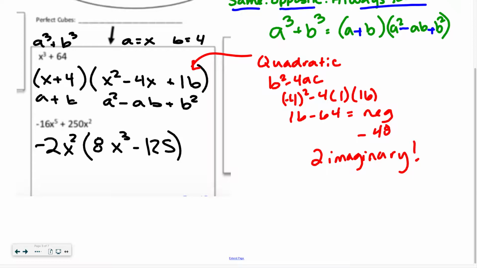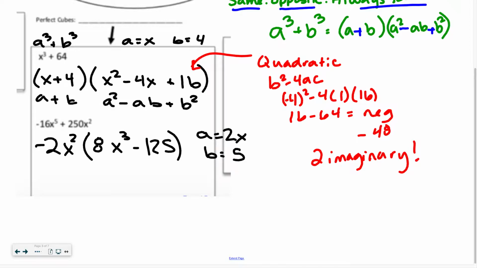Now that you've taken out a greatest common factor, can you factor those two terms by difference of perfect squares or sum or difference of cubes? Yeah, it's a difference of cubes. What is your A on this one? 2. What's the cube root of 8x cubed? Just 2? 2x. What's your B?